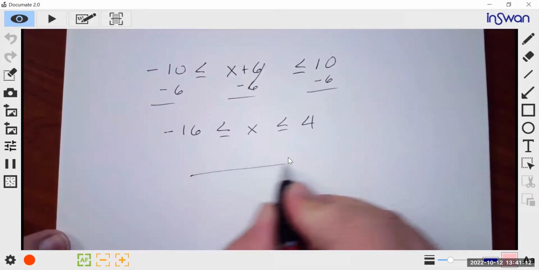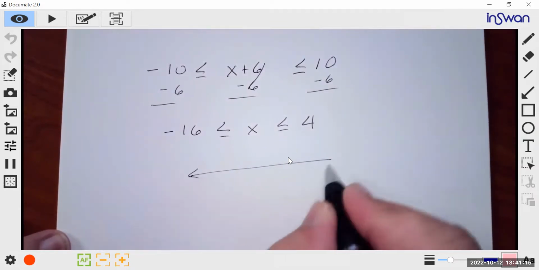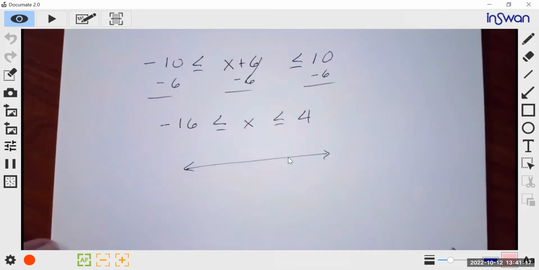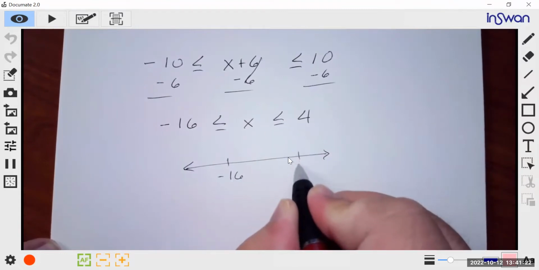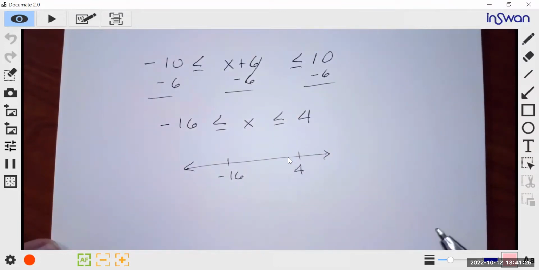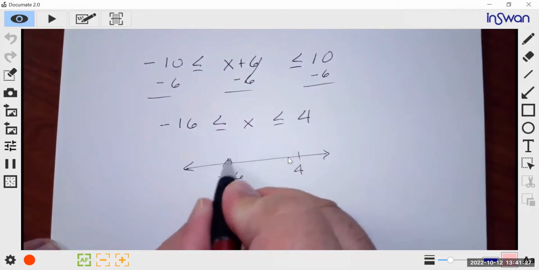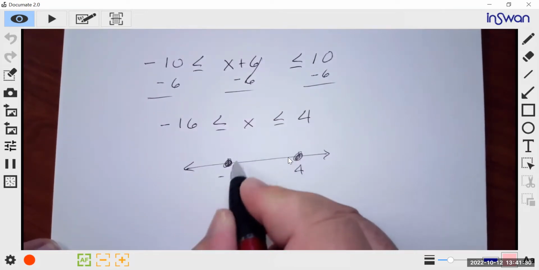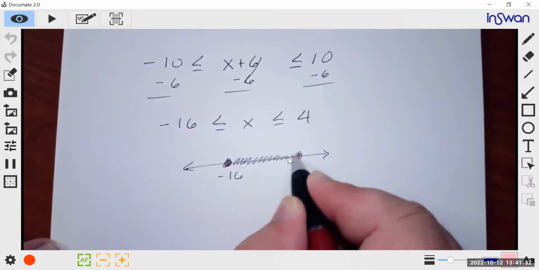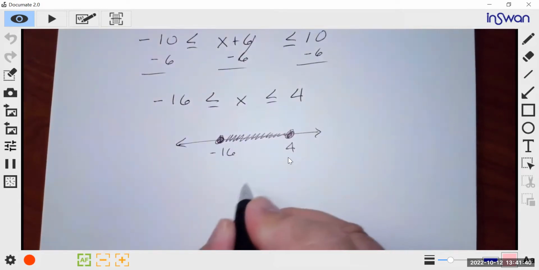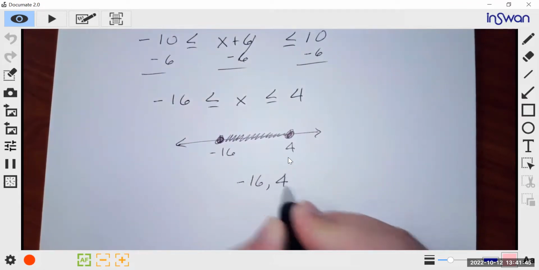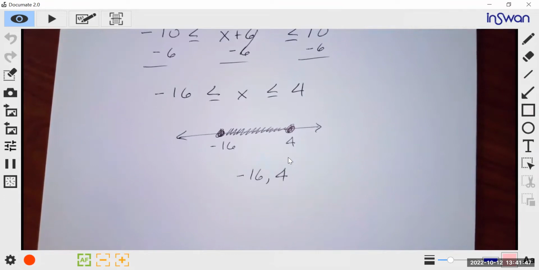The graph of this. What are my endpoints? Open or closed circles? Because they have equal signs, they're closed, and x is between there. That's where x is. So my interval notation will be where? What will the numbers be? I start at negative 16 and go to 4. Parentheses or brackets?